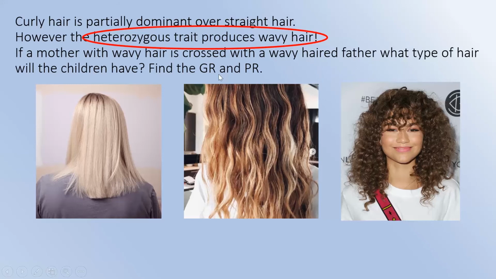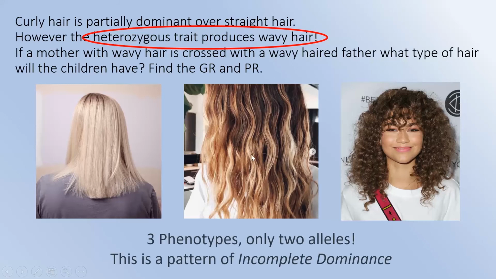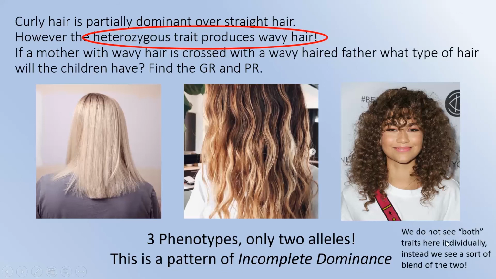What we see here is incomplete dominance. This is not just curly hair being dominant over straight hair. We have this in-between state where it's still somewhat curly, but not all the way curly. It's dominant, but not completely masking the straight phenotype. It's a blend of the two. So, three phenotypes, only two alleles. This is a pattern of incomplete dominance, and something to look for here is that we do not see both traits individually. Instead, we see a blend of the two, and this is typical of incomplete dominance.